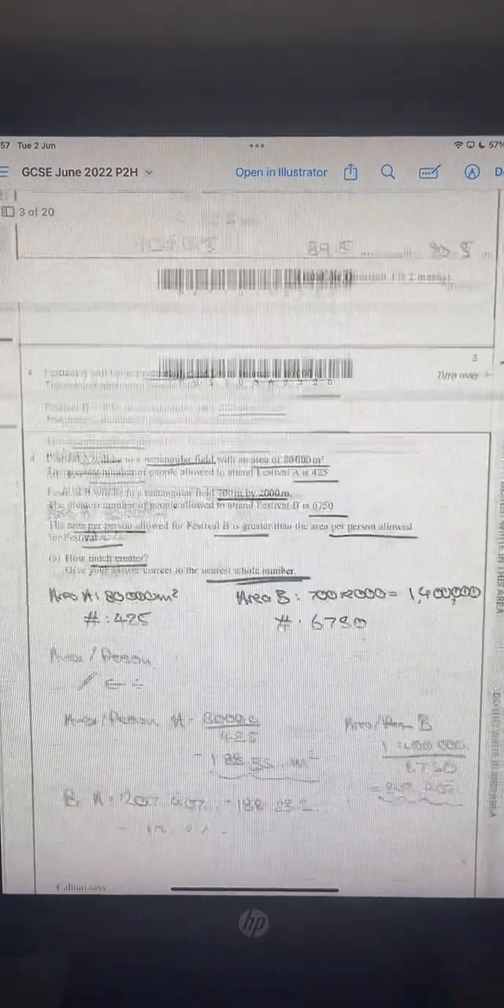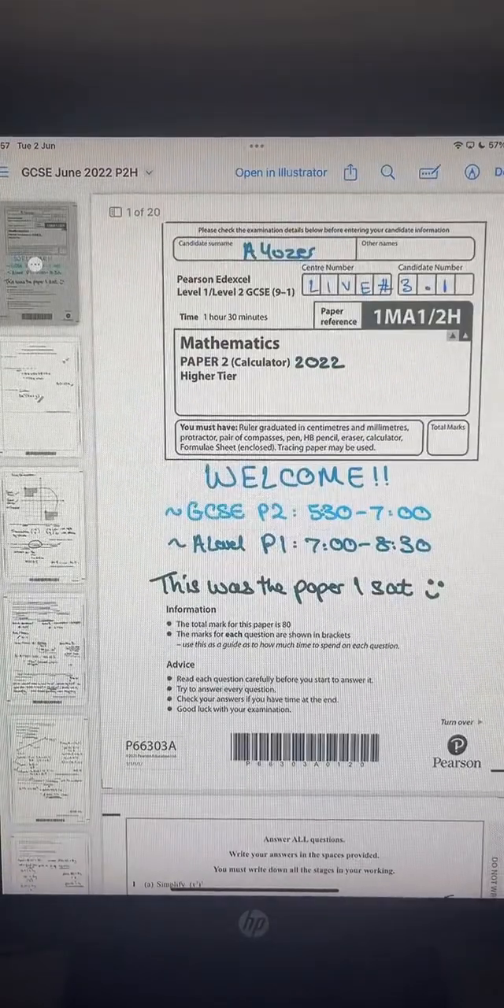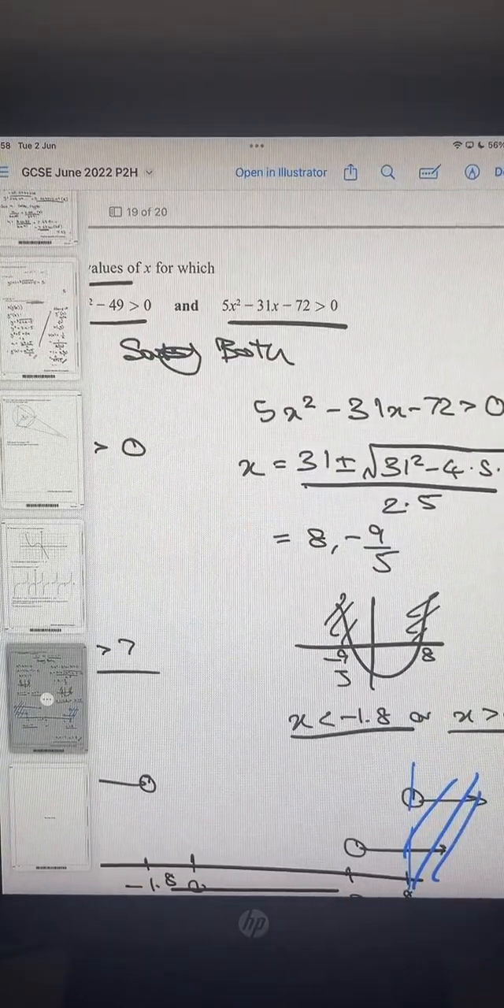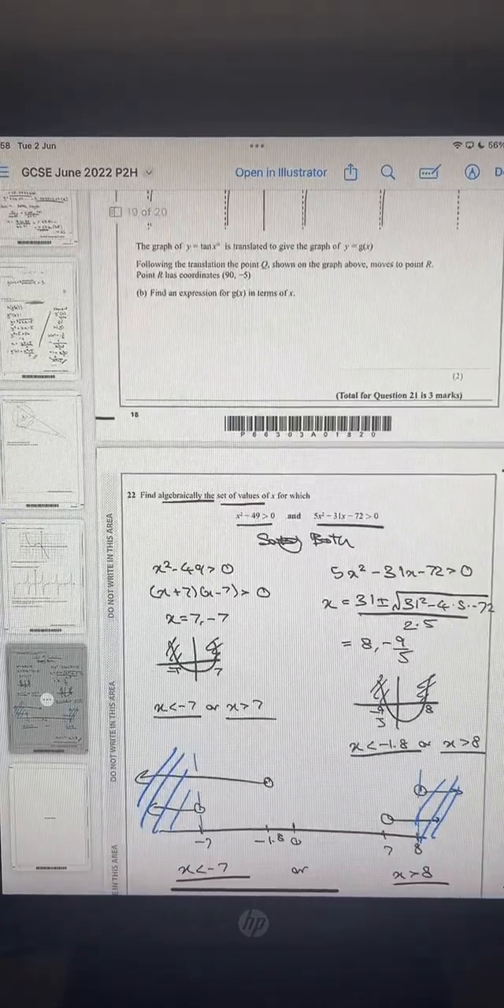Where did the 1.8 come from? Let me just scroll down. 1.8, I just converted the fraction into a decimal. So 9 over 5, negative 9 over 5 is negative 1.8 as a decimal.